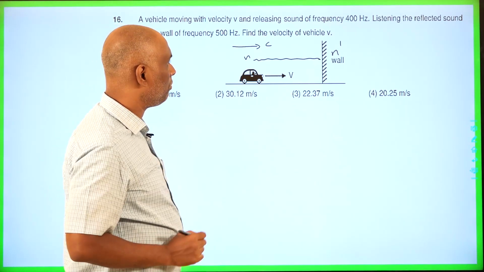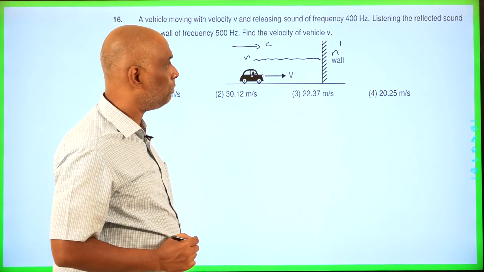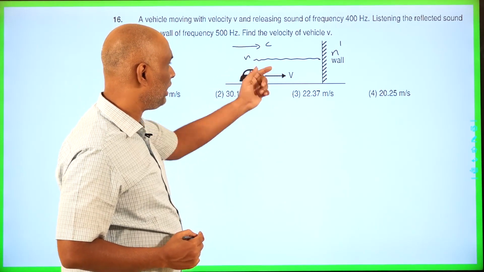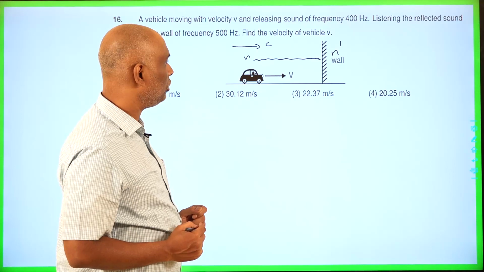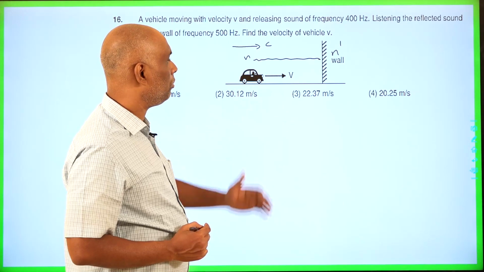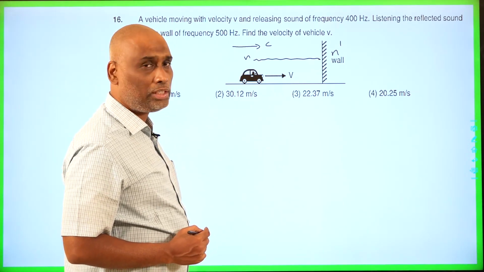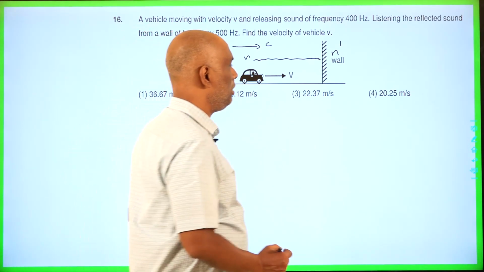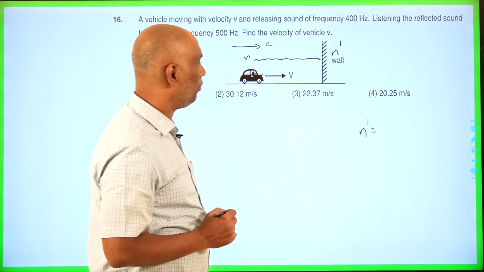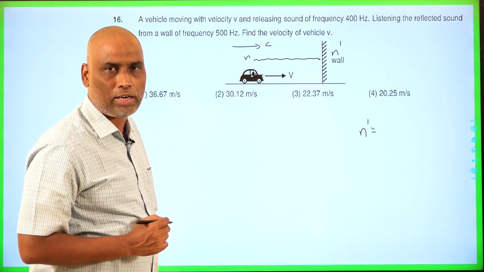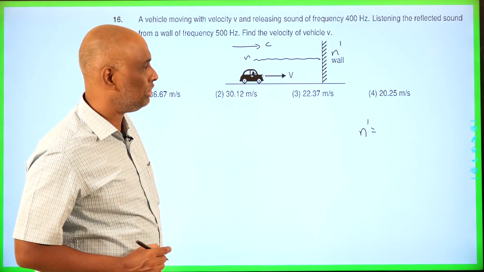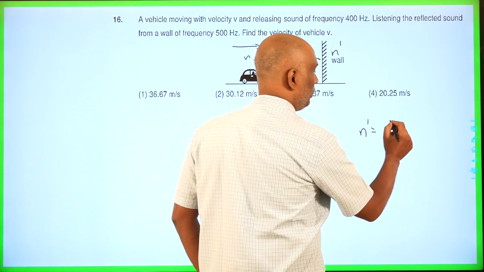So now from this equation we can find out the frequency observed by the wall. If I consider the frequency observed by the wall, for the incident wave, the car will become the source and the wall will become the observer. It is like a source moving towards a stationary observer. The apparent frequency will be given by n dash equals v minus v naught divided by v minus vs into n when both are moving in the same direction. Here v naught is equal to 0, so we get n dash equals v.